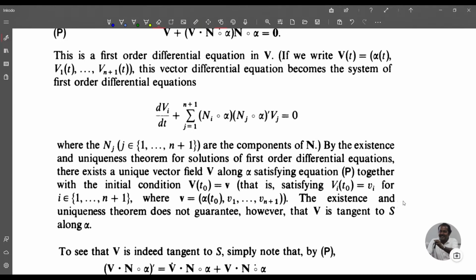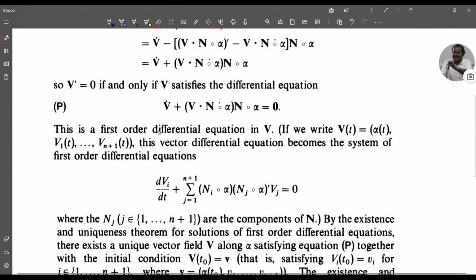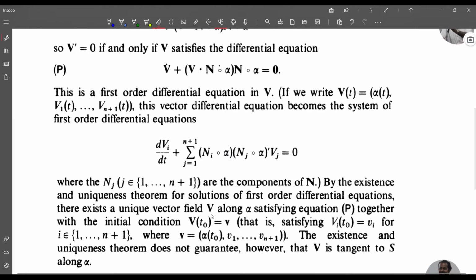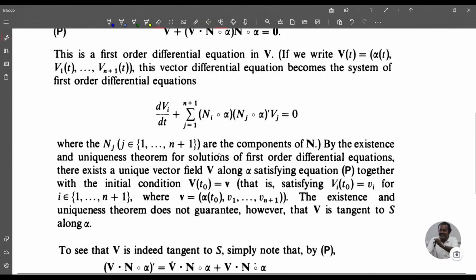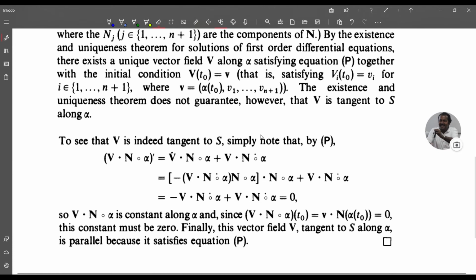The existence and uniqueness theorem does not guarantee, however, that V is tangent to S along alpha. So what we have obtained is V prime is 0 if and only if V satisfies this differential equation, and this differential equation has a unique solution satisfying V of t naught equal to V. Now we are going to show that V is tangent to S.